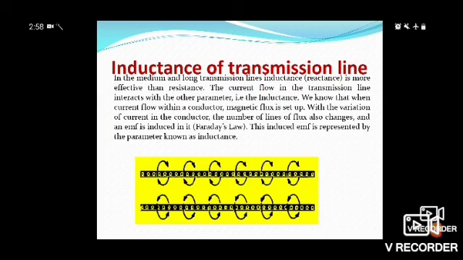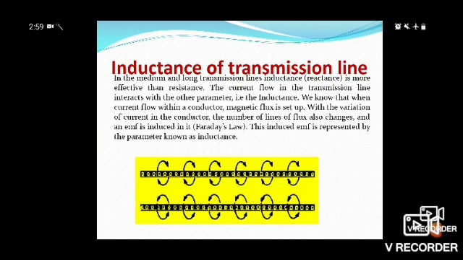You can see in the figure that in a long transmission line, we get some flux. Why? Because whenever there is flux, it is nothing but an inductor. You can see the coils in this. These are coils, and they get magnetic flux around them. So whenever the current flowing in the conductors varies, the number of lines of flux also changes. This is because of Faraday's law.